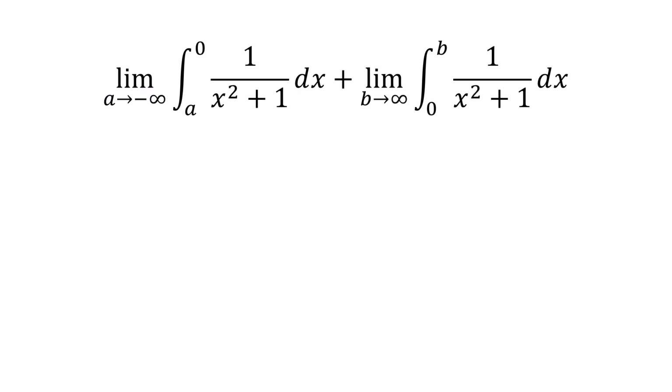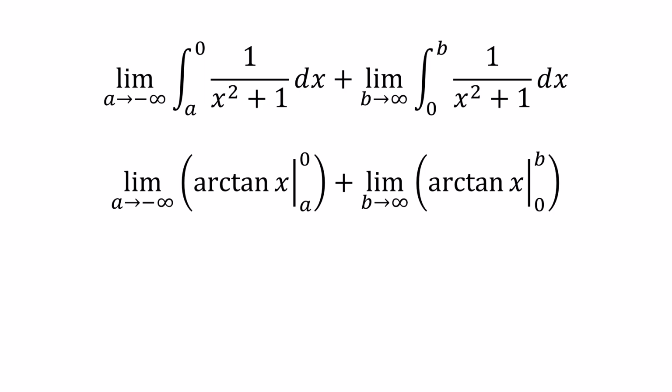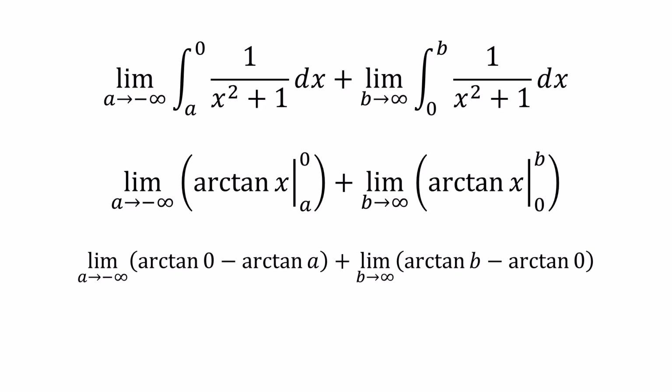Integrating, we obtain the limit as a approaches negative infinity of arctangent of x from a to 0 plus the limit as b approaches infinity of arctangent of x from 0 to b. Applying the fundamental theorem of calculus gives the limit as a approaches negative infinity of arctangent of 0 minus arctangent of a plus the limit as b approaches infinity of arctangent of b minus arctangent of 0.